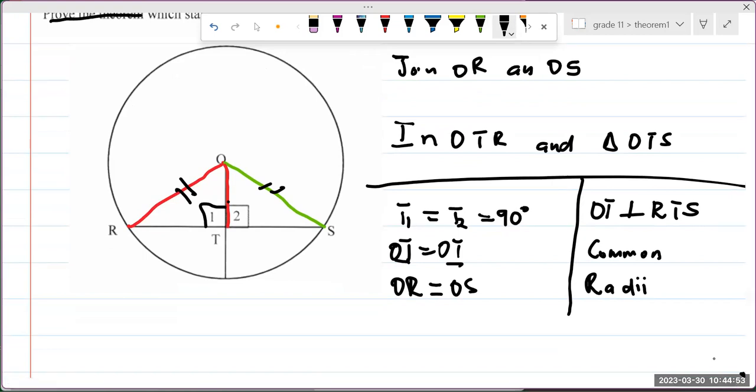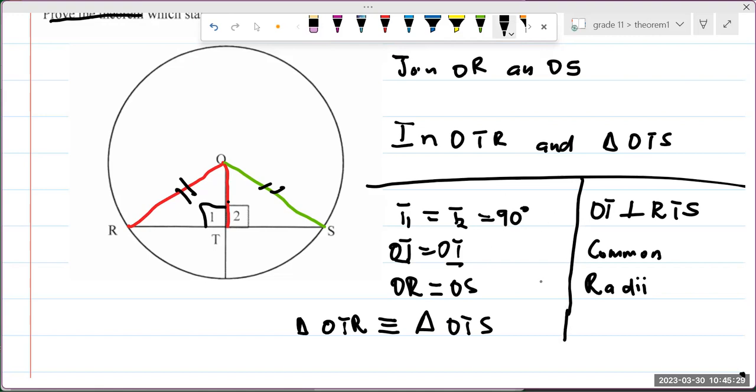Now, these things, guys, they are congruent. What do we mean when we say two things are congruent? They are congruent, it means they are equal in shape and size. Then we can say triangle OTR is going to be congruent to triangle OTS. How did we prove our congruence? We state everything that we've written here.